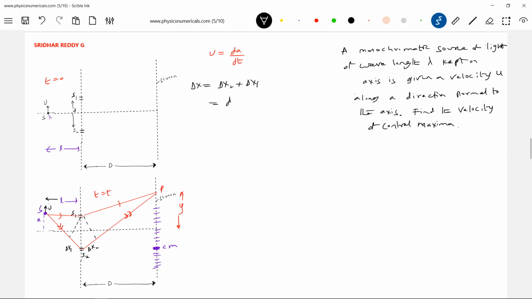So delta x2 should be equal to d sine theta. Delta x1 should be equal to d into a by L. So this will become tan theta. The reason for that is capital D is very much greater than small d, so theta will become very small, so tan theta it will be. So this should be equal to delta x, that is, dy by capital D plus dA by L.